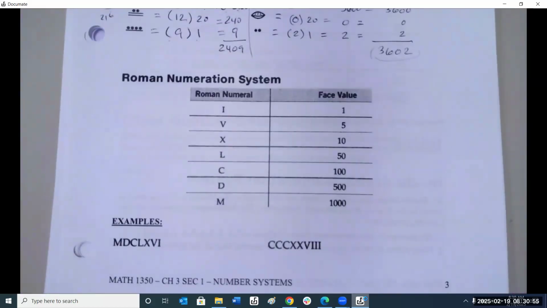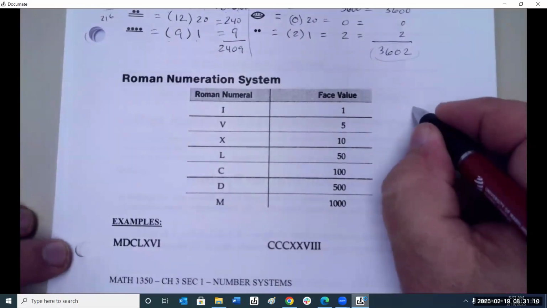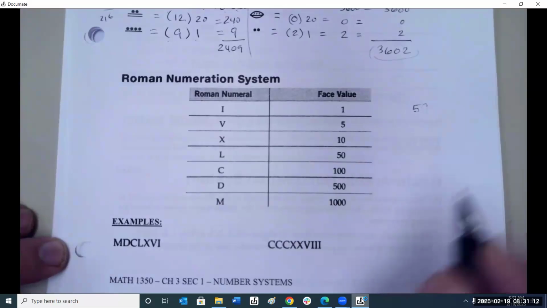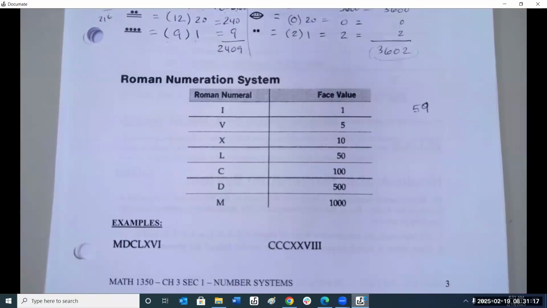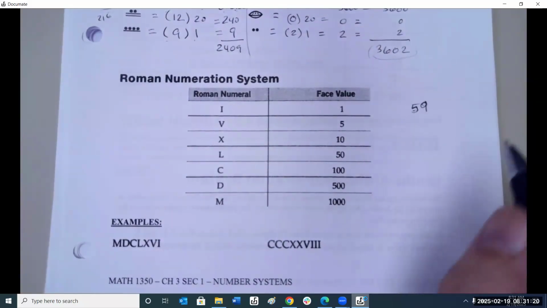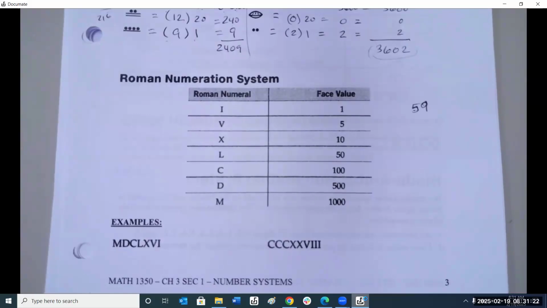Then we jump to the Roman numeral system. This is what we still use today. Not every day, but if you watched the last Super Bowl, what was the last Super Bowl we watched? 59. It was 59. Remember the advertisement, what was on there when they flashed it up, and what symbols on the football?